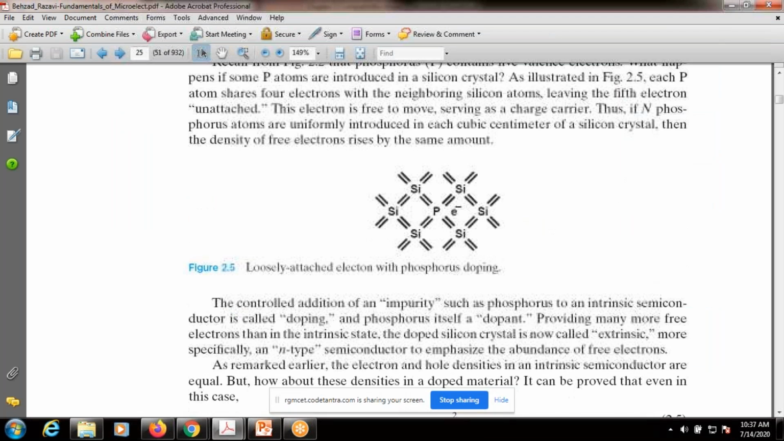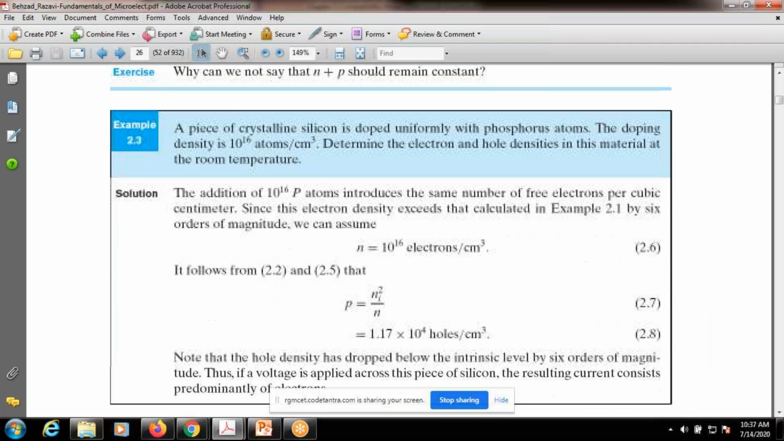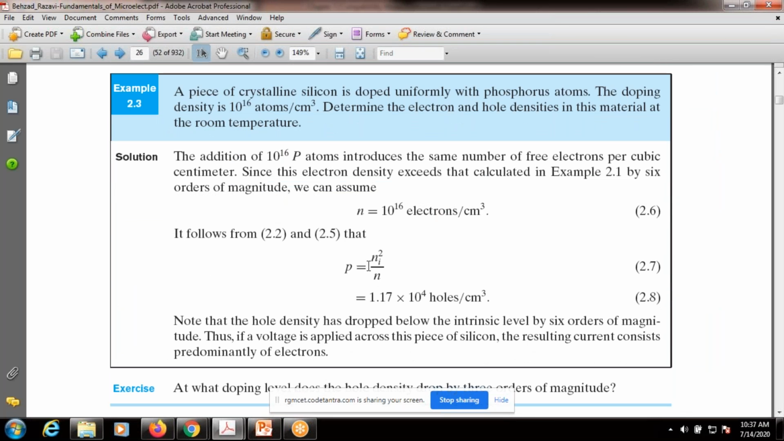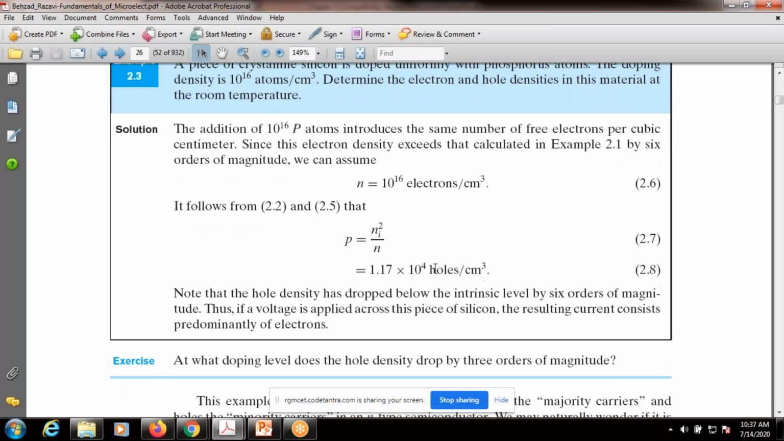So now substitute here. The number of holes in the extrinsic semiconductor, P is equal to Ni square by N, that is 1.08 into 10 power 10 whole square by N, where N is equal to 10 power 16. So now what is here? Observe here 1.17 into 10 power 4 holes per cubic centimeter, right? So now comparison of electrons and holes. Here 10 power 16 electrons are there, here only 10 power 4 holes are there.